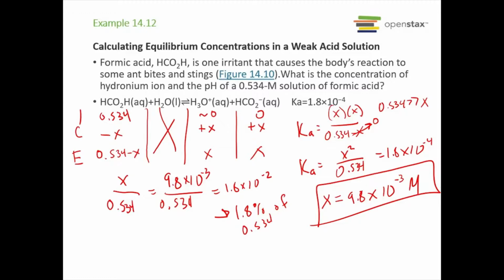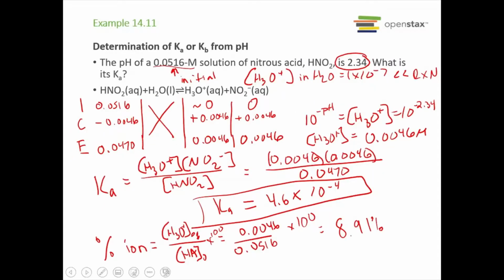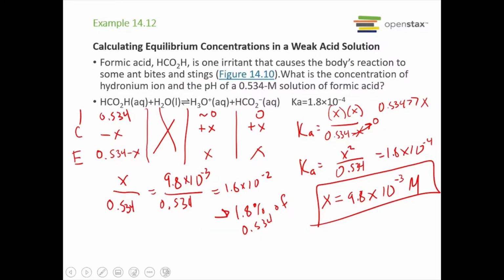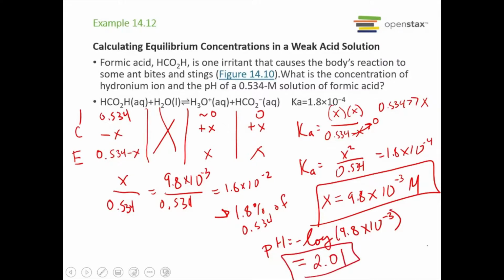And so then if you were to look at the ice table, so next thing that we have to do, oops. So now we need to figure out our pH. So when we look at our ice table, X is equal to our concentration of hydronium. So then our pH is equal to the negative log of 9.8 times 10 to the negative third. And so that gives you a pH of 2.01. So this is acidic also.